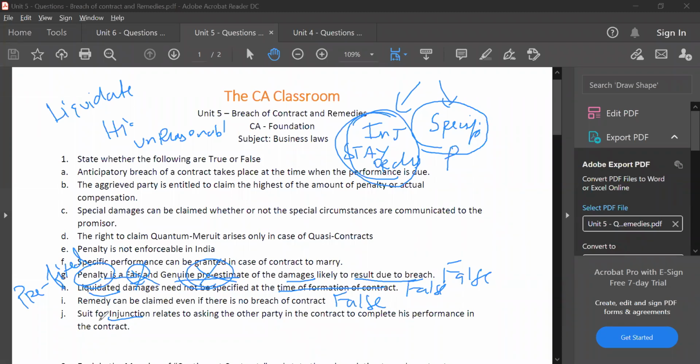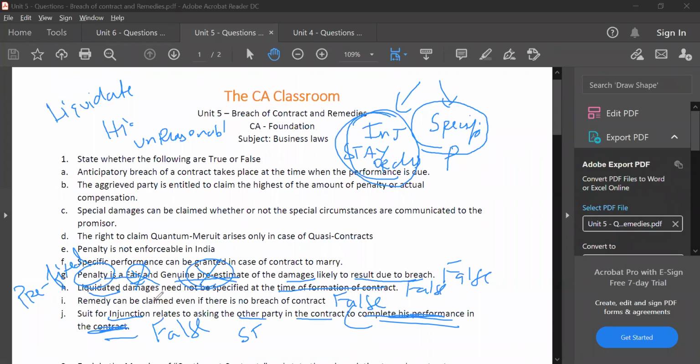So if you look at the statement here, suit for injunction relates to asking the other party in the contract to complete his performance of the contract. No, to complete his performance is suit for specific performance. Injunction is to ask the person to stop performing what they are performing. It is like a stay order. Therefore, answer for J is also false.